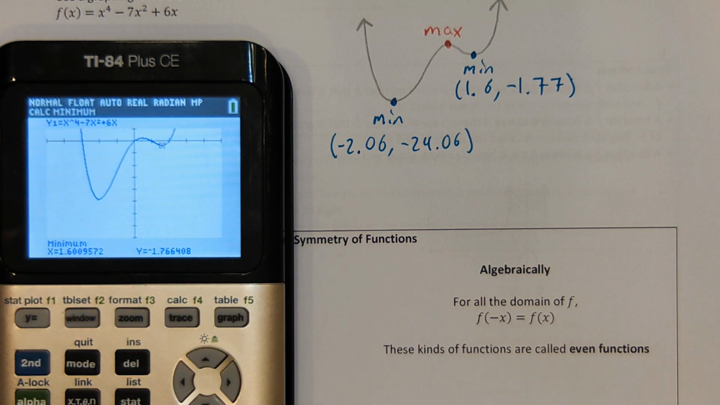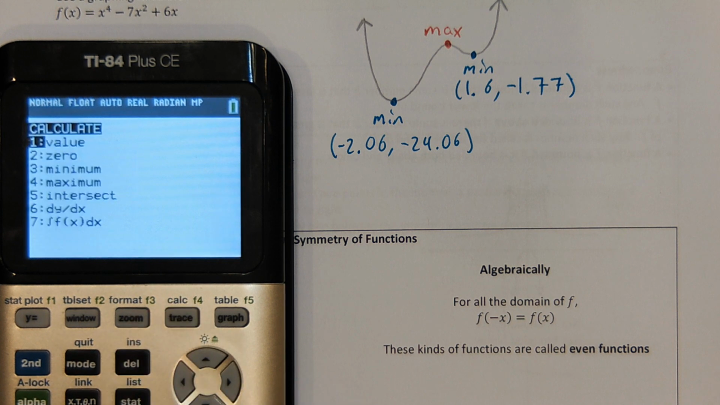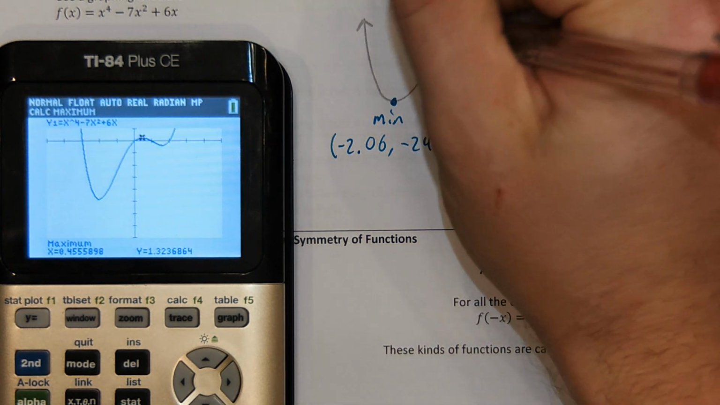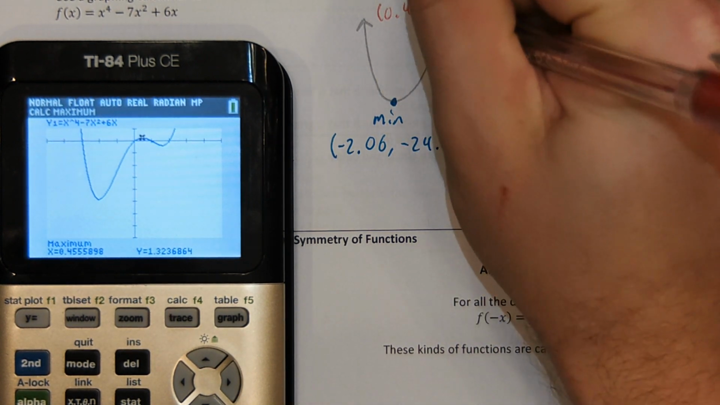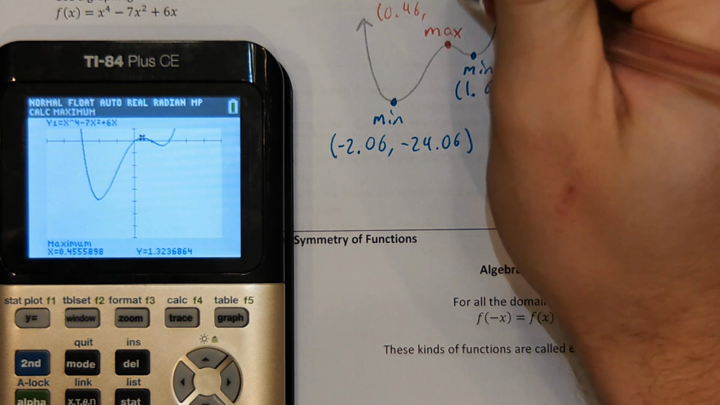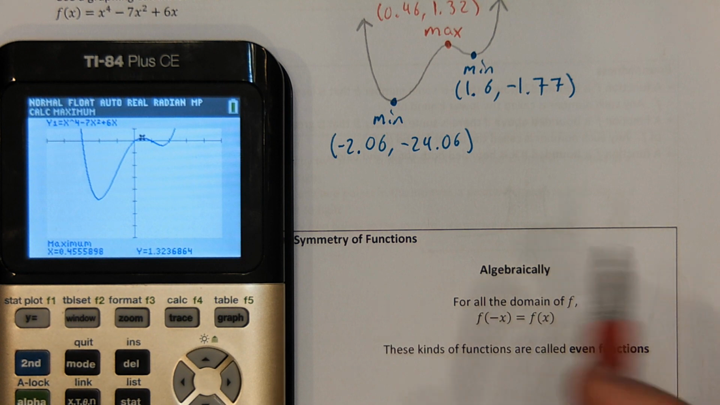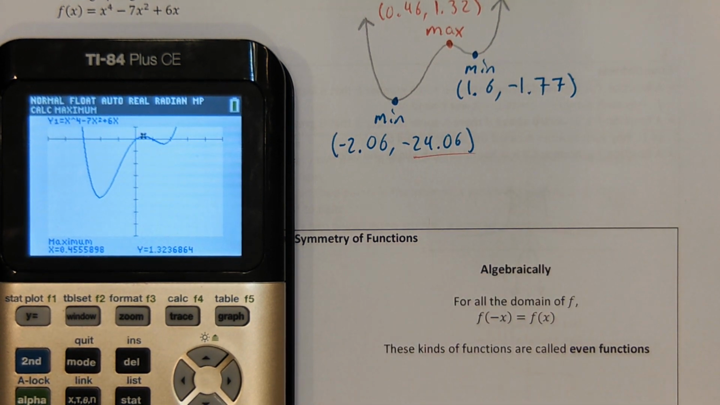And then lastly, the maximum. And the entire process is exactly the same, except for when we go into our second trace menu, we're not going to hit minimum, we're going to hit maximum instead. So press 4. And then watch, rinse, repeat. Go to the left of where you want it to be, go to the right of where you want to be, go in the middle, hit enter. And we find our maximum at 0.46-ish and 1.32-ish. There it is. And it didn't ask, but this value is your absolute minimum value, also known as your global minimum.